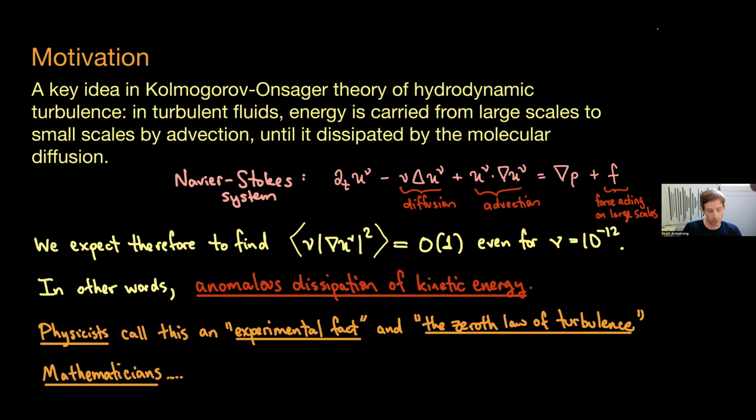Anyway, physicists think this is obvious. Mathematicians, what can we prove? Essentially nothing about this. It's a big open problem to understand it. Now, why is that the case? This is a hard problem, because the physicists' explanation, Kolmogorov's explanation, for why this should happen has been understood for more than 100 years, probably even longer.